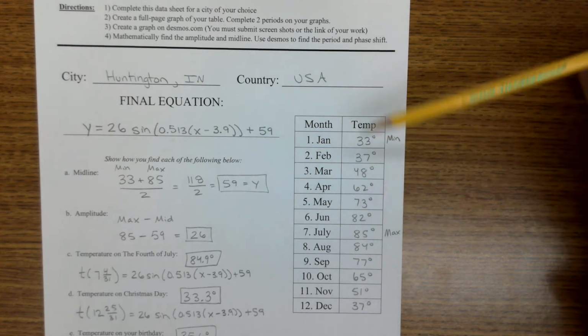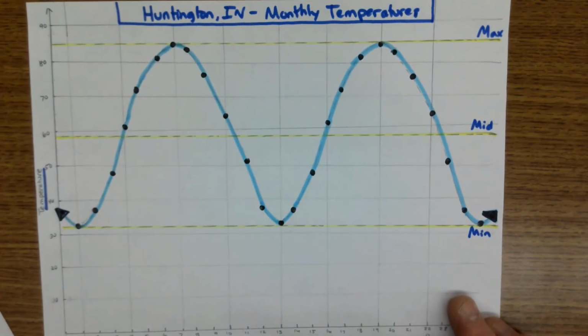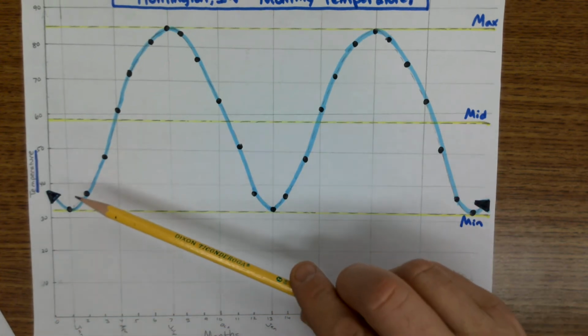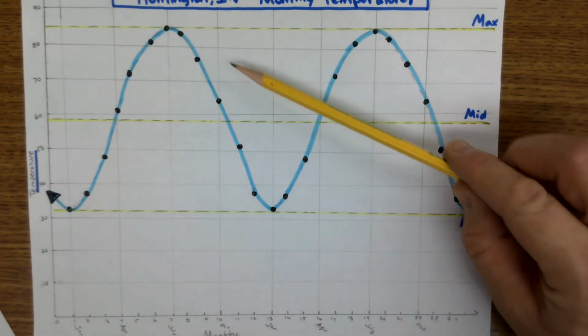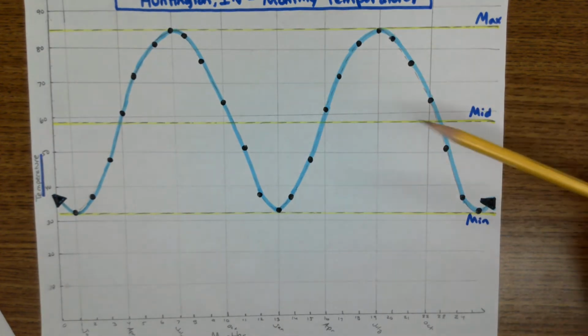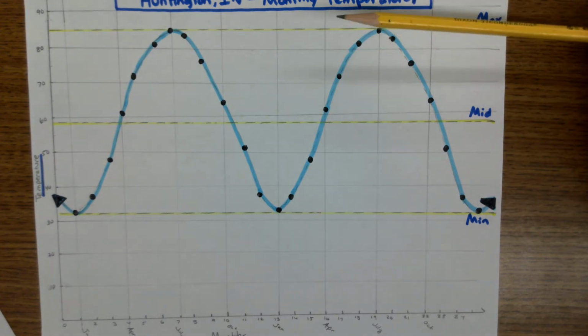And this is a sine wave. If I graph this, here's a graph of what the temperatures are doing. And it makes sense, right? In January, the temperatures are low. They go up to July. They go back down to January. They go back up, and this cycle continues. This is an entire sine wave period. And it's just like we did in class.